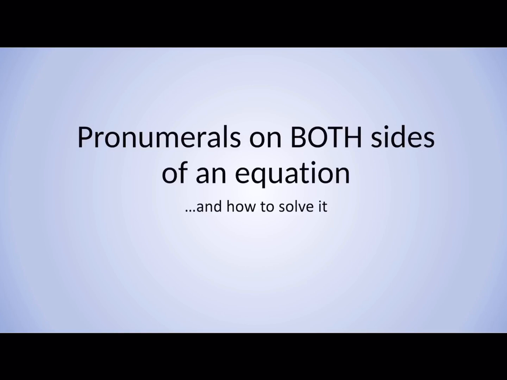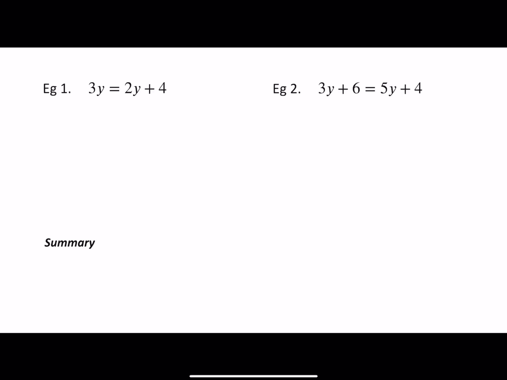Great. Well, now it's time to have a look at what we do when we have pronumerals on both sides of an equation. Let's start with a couple of examples then. First one, 3y equals 2y plus 4. Now, we want to know what y equals, but we've got two lots of y's there. So what we need to do is get both the y's together on one side.